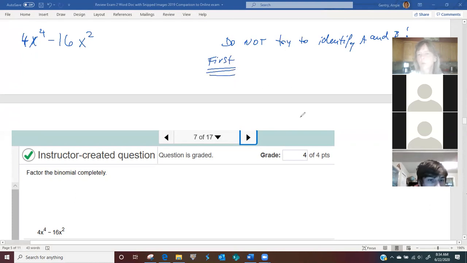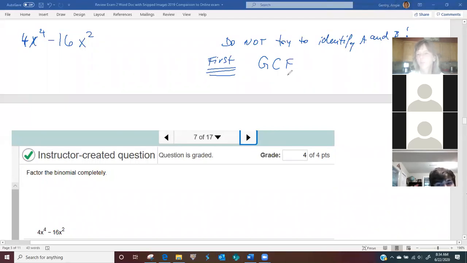Factor it by, like, taking the square root, timesing it by its weight. Or factor it by going back to the first time you heard of factoring. Oh yeah, and that was the greatest common factor. Very good. That was the greatest common factor at the beginning of chapter 6.